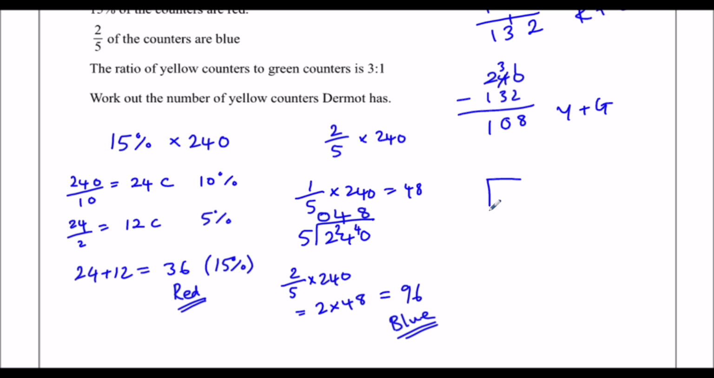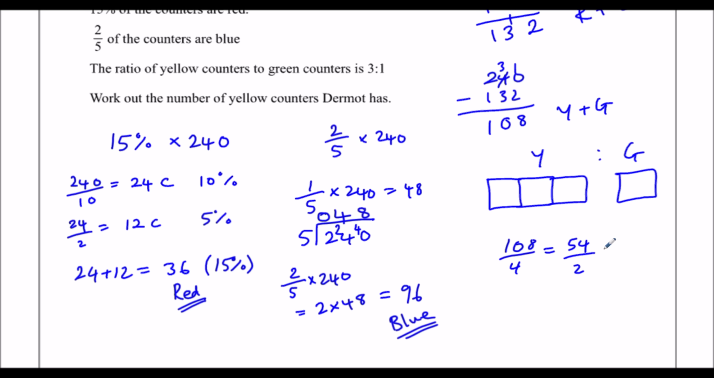So it's 3 parts yellow, 1 part green. So that means there are 4 parts in total. So we need to share the 108 out equally between these 4 boxes. So 108 divided by 4, I'm going to half top and bottom. So that's 54 over 2, which is 27. So each box has 27 in it.